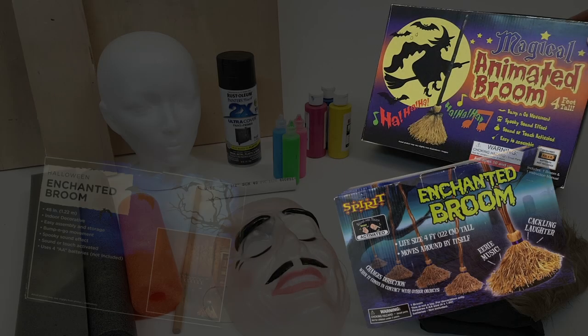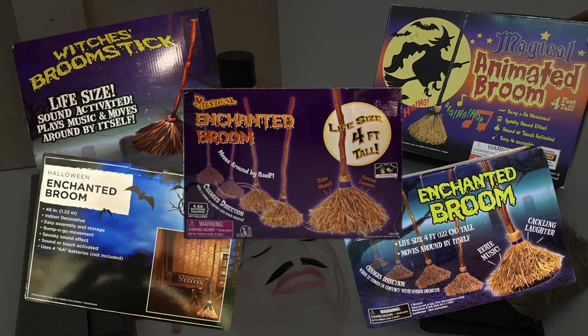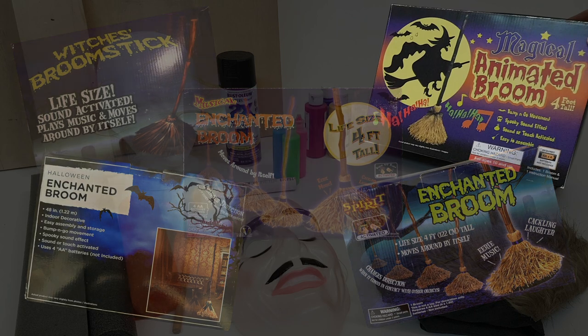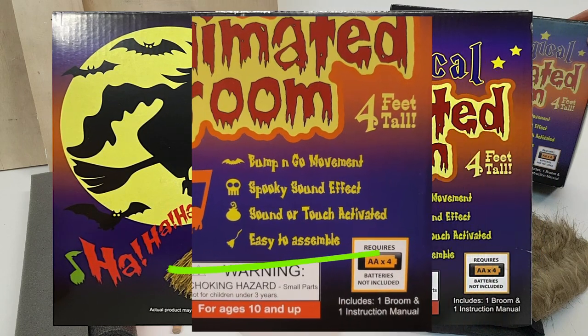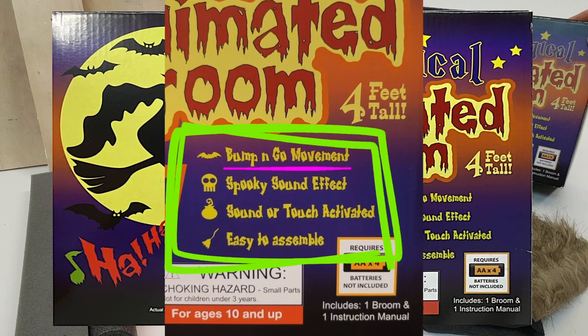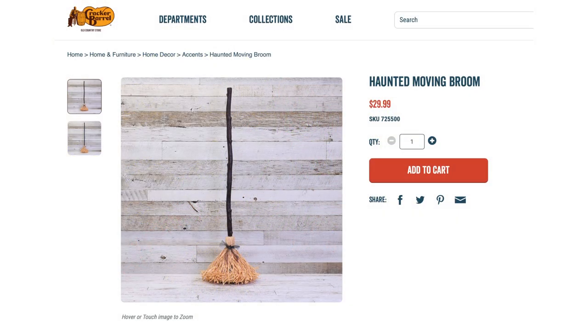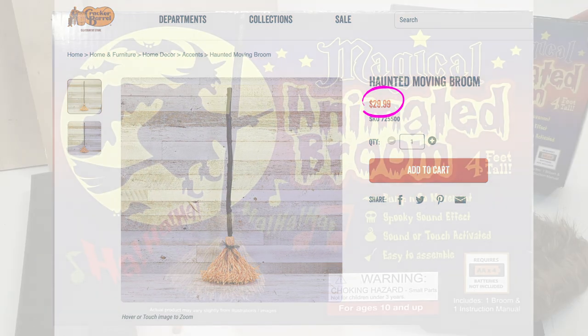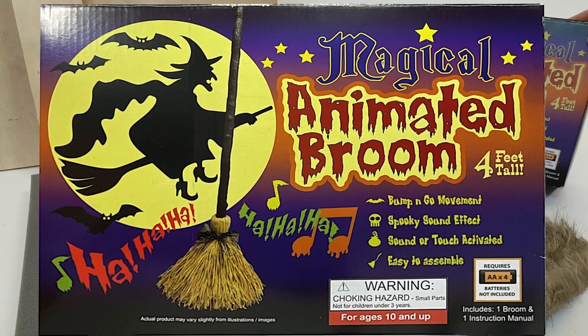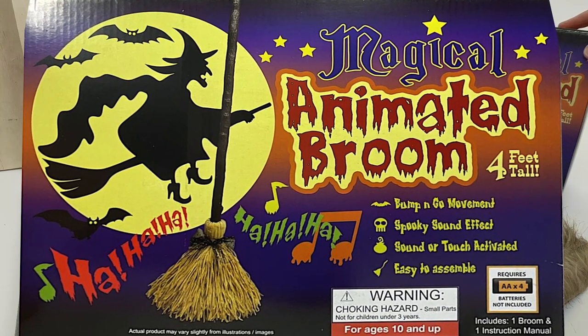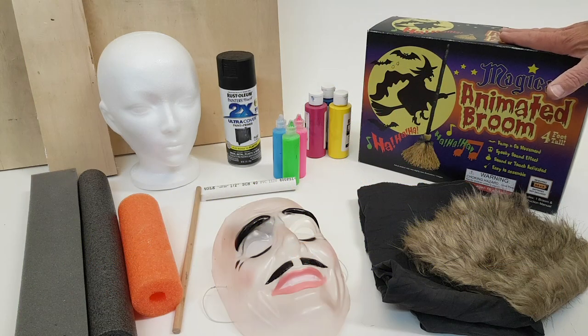It goes by different names and is available in several different styles and brands. Always look for one with bump and go movement and that is sound or touch activated. These animated brooms usually run about $30 and are available online both new and used. You may also find them seasonally at stores that carry Halloween items.